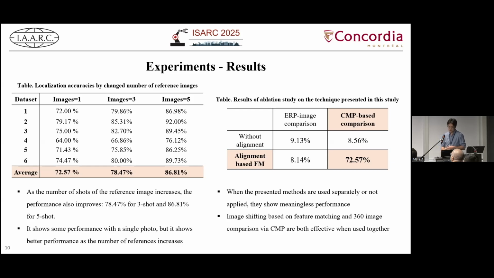Also, the evaluation study demonstrates that our two proposed techniques operate synergistically. When either the image alignment or the CMP-based comparison is omitted, the performance of our proposal drops to near random level. So it means that the two proposed methods perform synergistically.